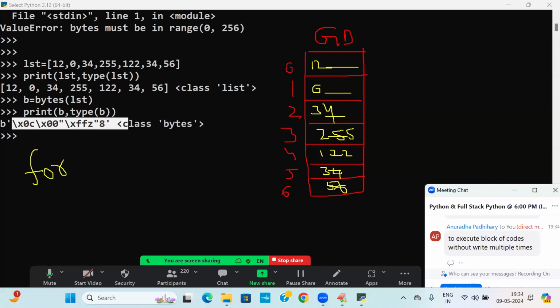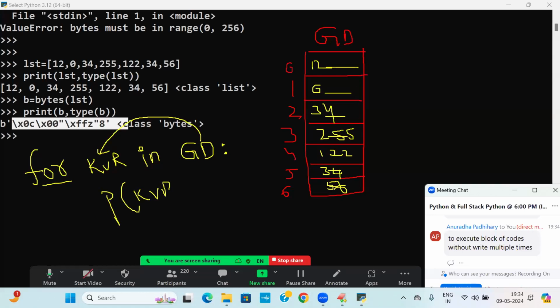For is a keyword. For the variable name, I'll take KVR as one variable name. Any variable you take on your own, which is a valid name. The rules of variables must be satisfied. In is a keyword of what? Good Day biscuit packet. What is this for keyword doing? The for keyword will take the first value of the Good Day biscuit packet and keep it into KVR. Print of what? KVR. What is the value printed? 12 is printed. Automatically it takes the first value.